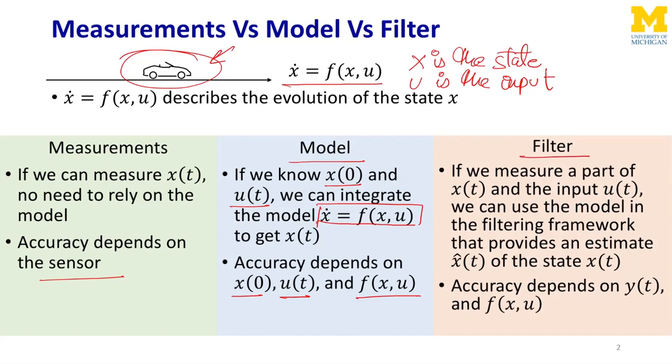Finally, we have filters, and we have been talking about filters in the last few lectures. Filtering is basically a framework where you measure a part of the state x, so you have the measurement y of t. It's not the full state, but it's a part of the state. And we have the measurement of the input u. We can use the model in this filtering framework to obtain an estimate x hat of the state x. In this case, the accuracy is going to depend on the accuracy of our measurements y and the function f.